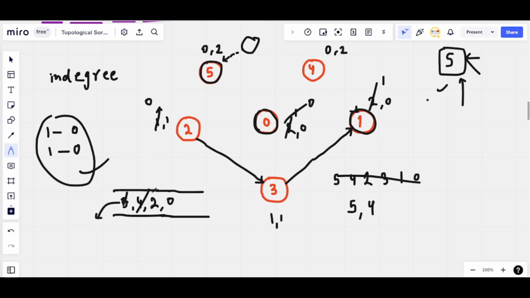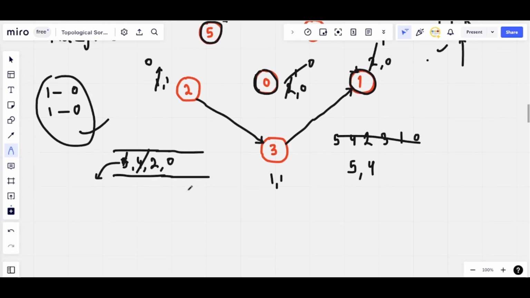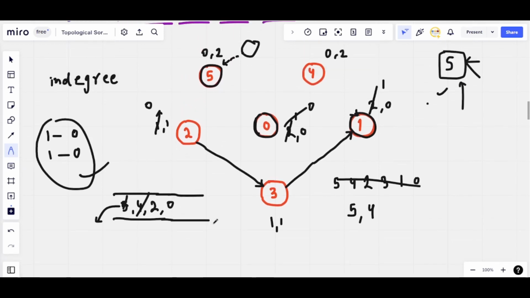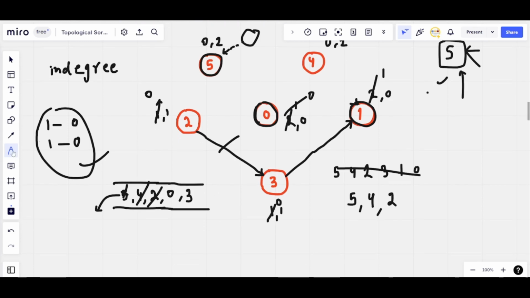Now we'll pop node number 2 from the queue, this one, and we simply visit it. We traverse the adjacent nodes of node number 2, that would be node number 3, and we make its in degree 0 by removing this edge. The in degree for node number 3 becomes 0, hence we push this node into the queue. And we push node number 2 into our answer array. Now this edge is removed.